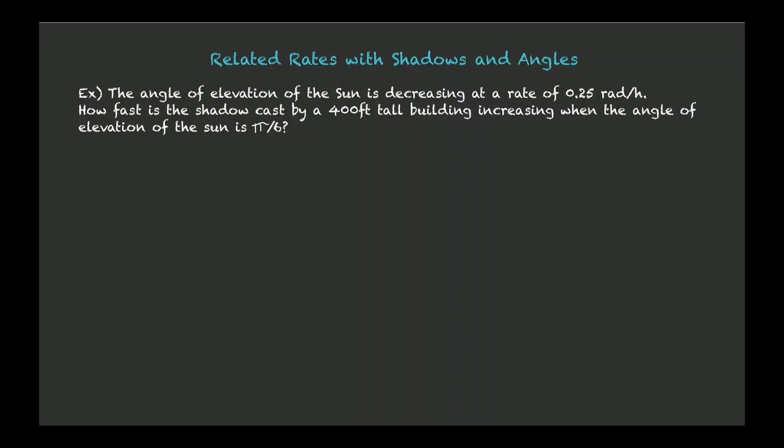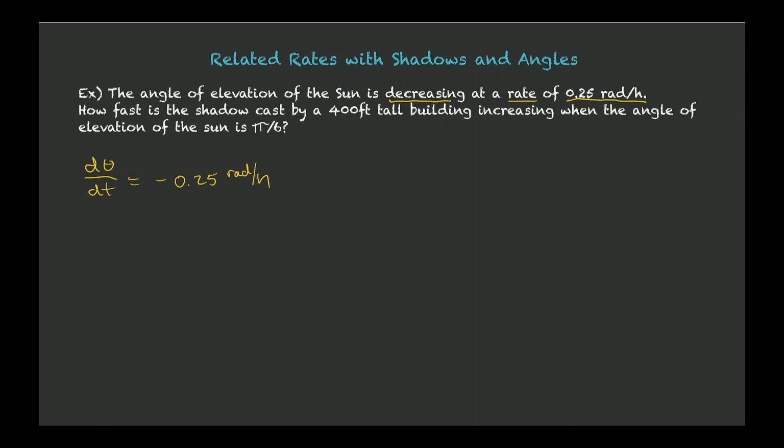Alright, now that we've read the problem, our first key step in solving it is to find any rates of change and express those as derivatives. So for example, at the very beginning of the problem, it says that the angle of elevation is decreasing at a rate of 0.25 radians per hour. The units themselves tell you that that is a rate of change, and we can express this as the change in theta, the change in the angle, over a change in time, is equal to negative, because it's decreasing, 0.25 radians per hour.